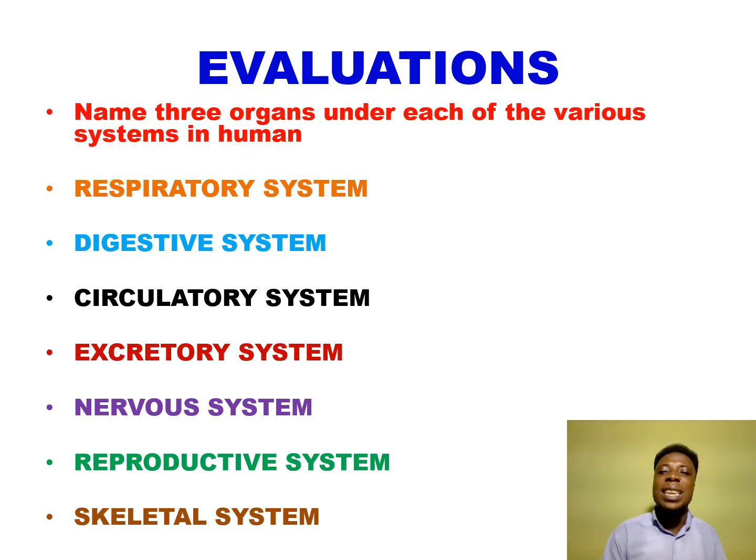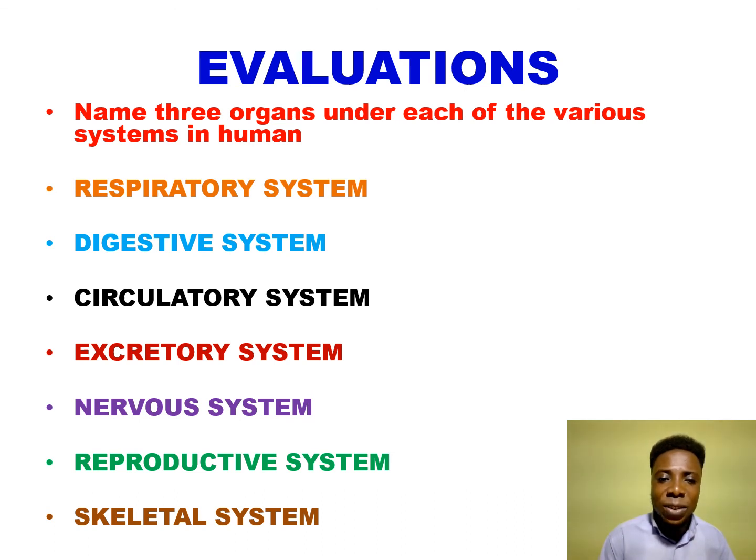Now, I want us to end here with questions of the day. You are to name three organs under the various systems in humans. Three organs. If you take the respiratory system, give me three organs. They are responsible for breathing in and out. Which organs help to breathe in and out? Respiratory system. Digestive system, that is breaking down food. Which organs help to break down the food? Circulatory system, the one in black ink, that is the organ that transports blood, oxygen, water, and digested food to all parts of the body. Which organs are responsible for circulation?